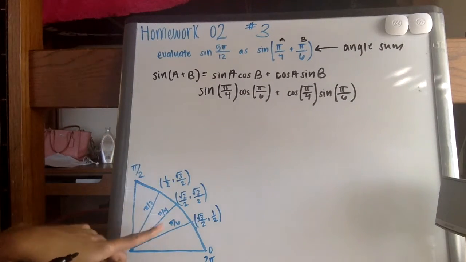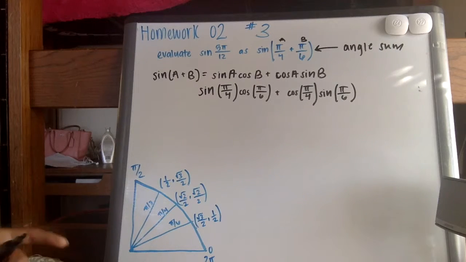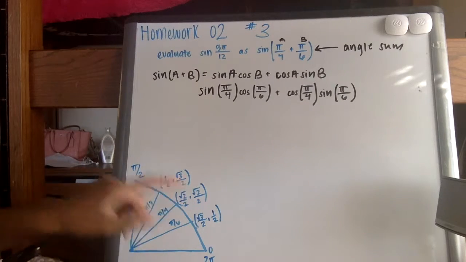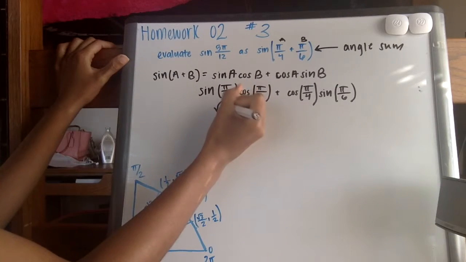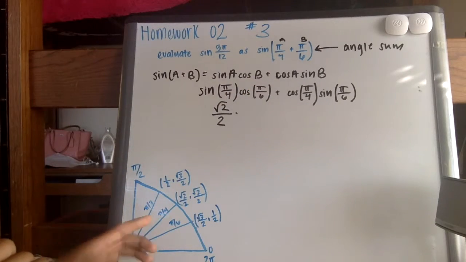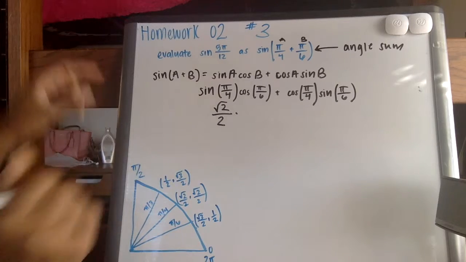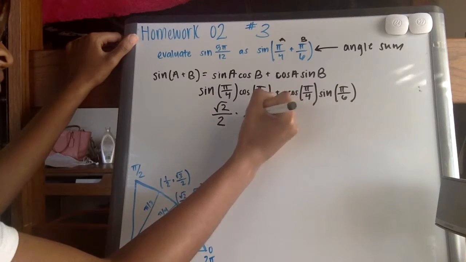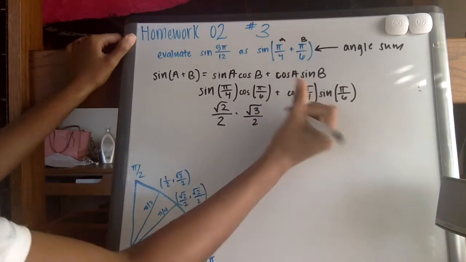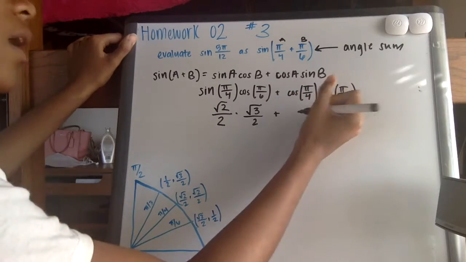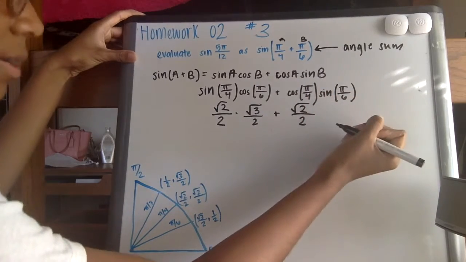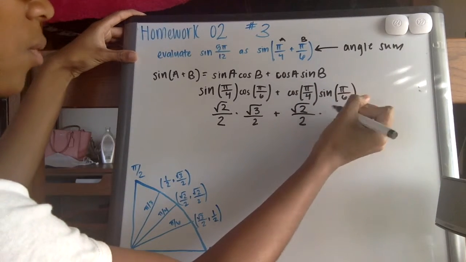Okay, and we know from our unit circle that sine is y and cosine is x. So sine, we're going to look at the y value of π/4, which is the middle line, and that's root 2 over 2. And we're going to multiply that by our cosine π/6. Cosine is x, and π/6 is here, so that's root 3 over 2. And we're going to add that, sorry if it looks like a multiplication sign, we're going to add that to our cosine of π/4, which is the same thing, root 2 over 2, and sine π/6, which is the y value, which is 1/2.